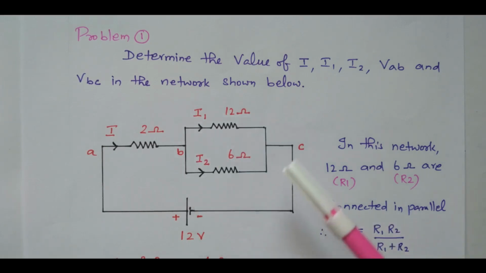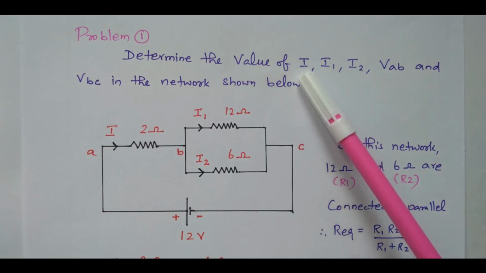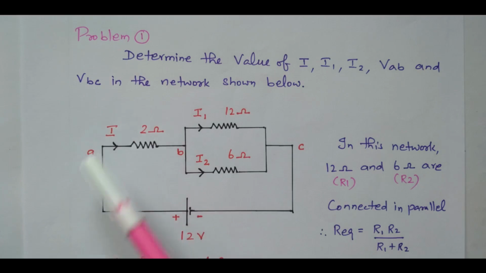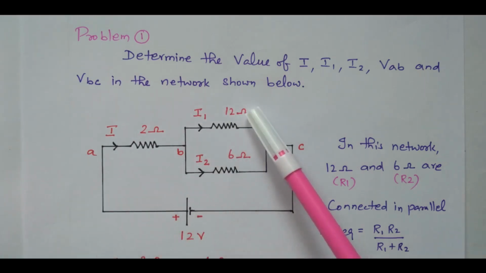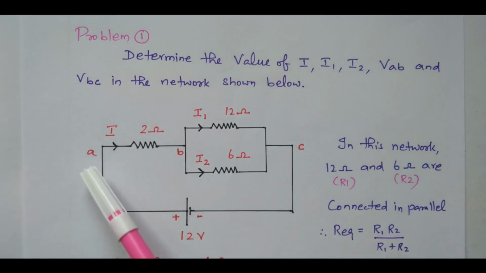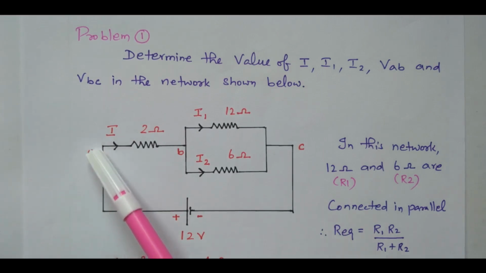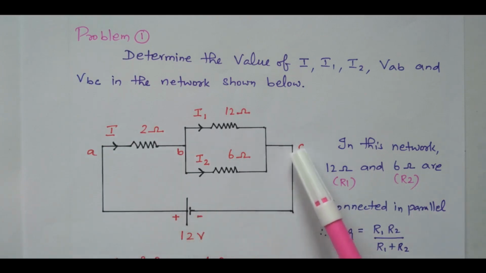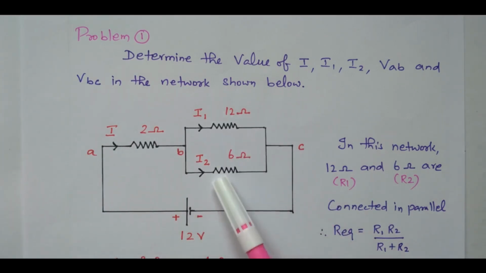So in this problem what we need to find is the value of I1 and I2, the current flowing through this 12 ohm resistor and 6 ohm resistor. This is marked as point A, point B and point C. We need to find the voltage across the 2 ohm resistor, VAB. Then the voltage across B and C, this parallel combination. This voltage also we need to find.